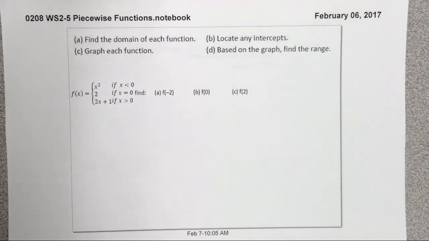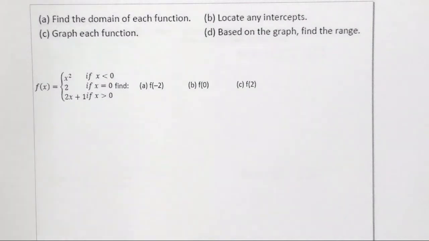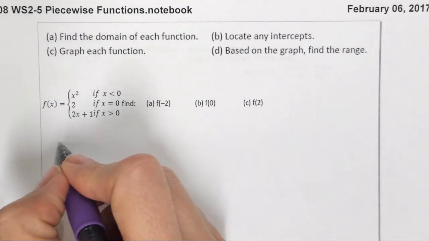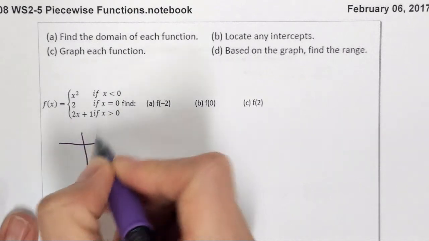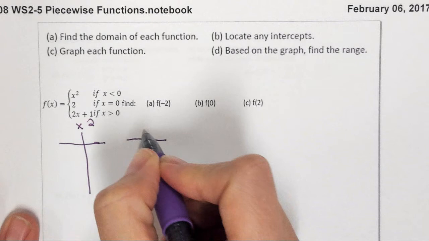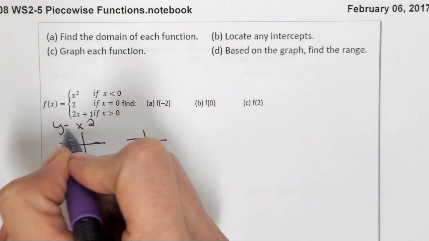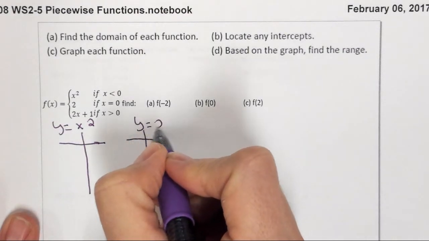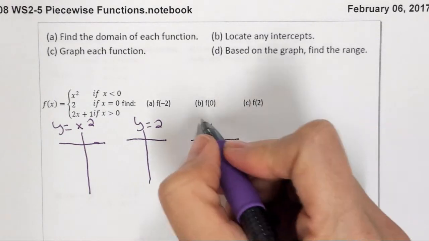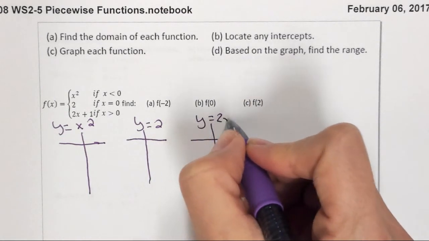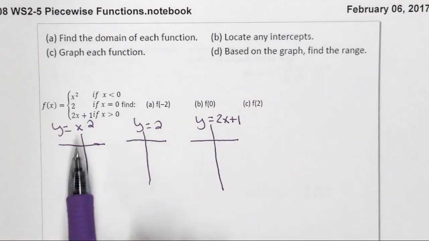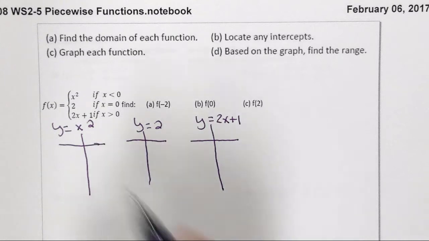It's the same type of problem. We're going to set up 3 t-charts and then answer the questions. Okay, so a t-chart for x squared, a t-chart for y equals 2, and a t-chart for y equals 2x plus 1. Okay, so for my x squared, it wants me to pick numbers less than 0.